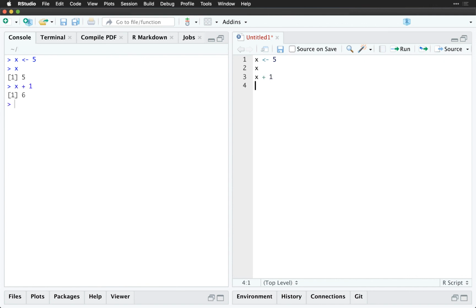So x plus 1, of course, is 6. I can define another variable, y <- 3, and if I type in x plus y, of course, I get 8. I can look at all the variables I have with the ls function, and I've defined two, x and y. I can remove variables with the rm function.